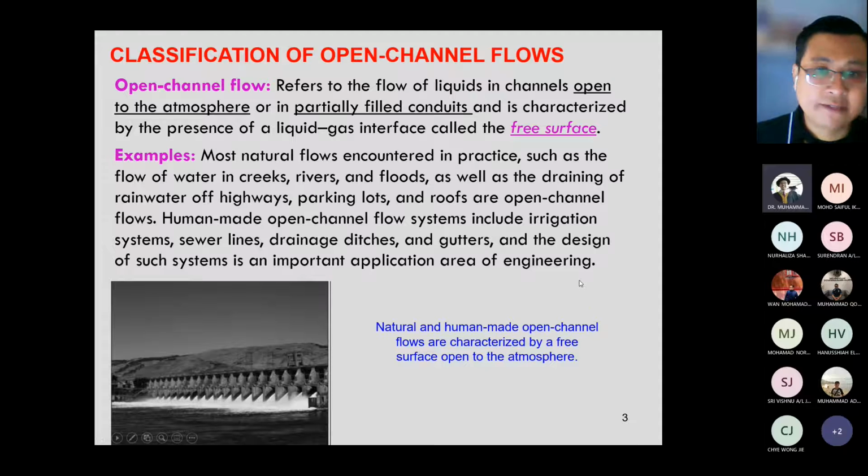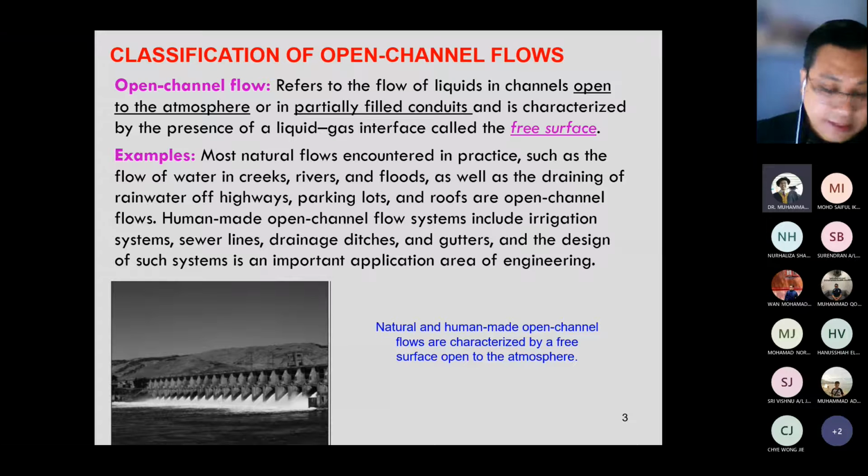For example, most natural flows encountered in practice, such as the flow of water in creeks, rivers and floods, as well as the draining of rainwater off highways, parking lots and roofs, are open channel flow. Human-made open channel flow systems include irrigation systems. Actually, open channel is more on civil design, while in mechanical it is maybe more on closed systems. Never mind, because this chapter is already in our syllabus, we try to understand it.